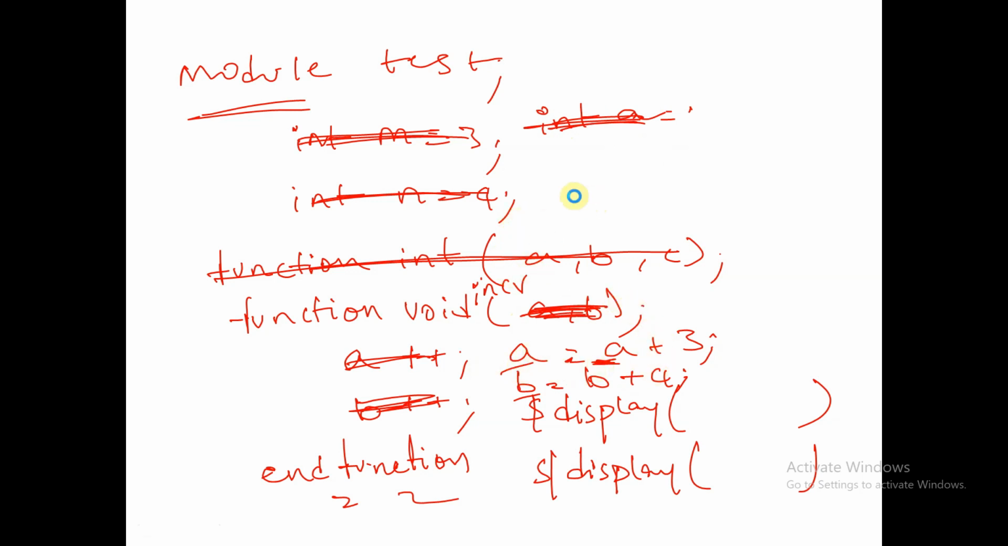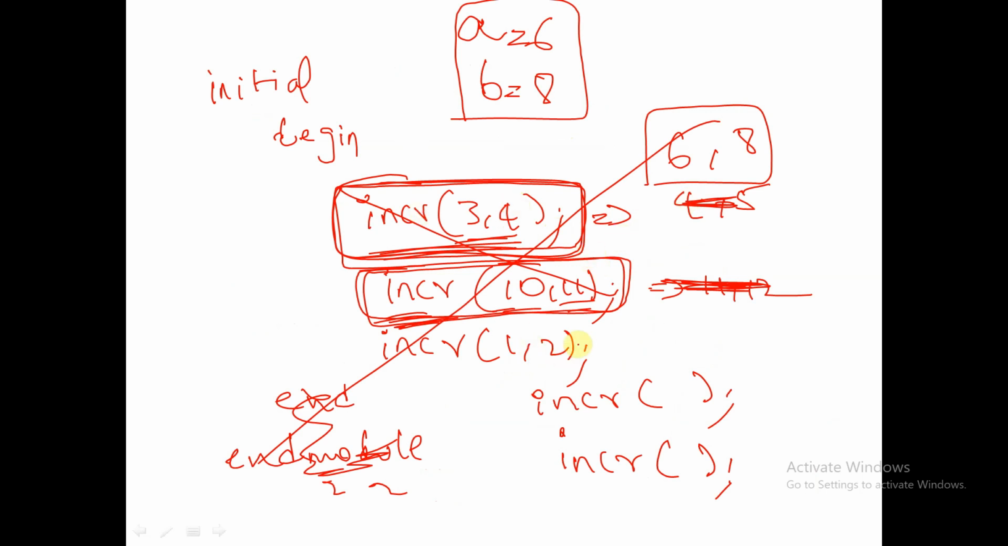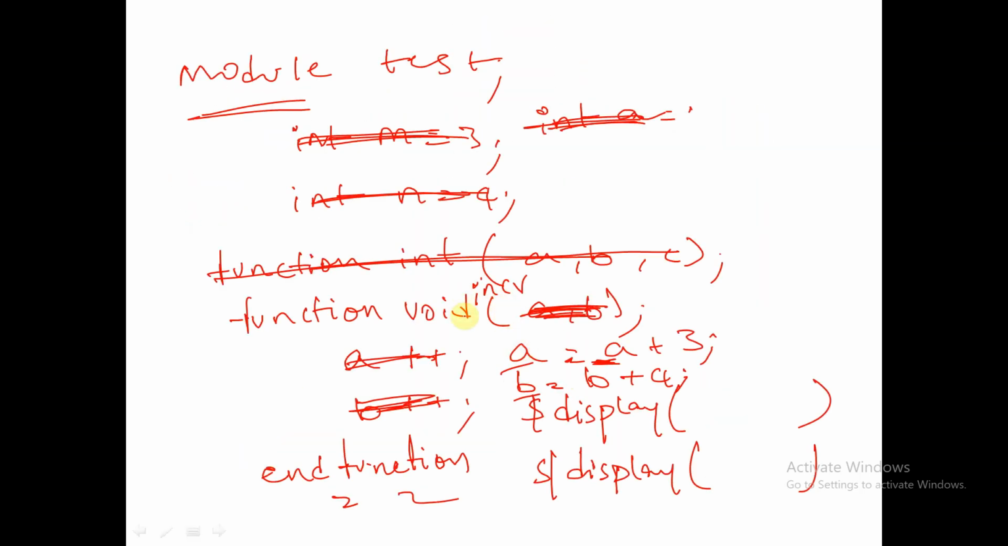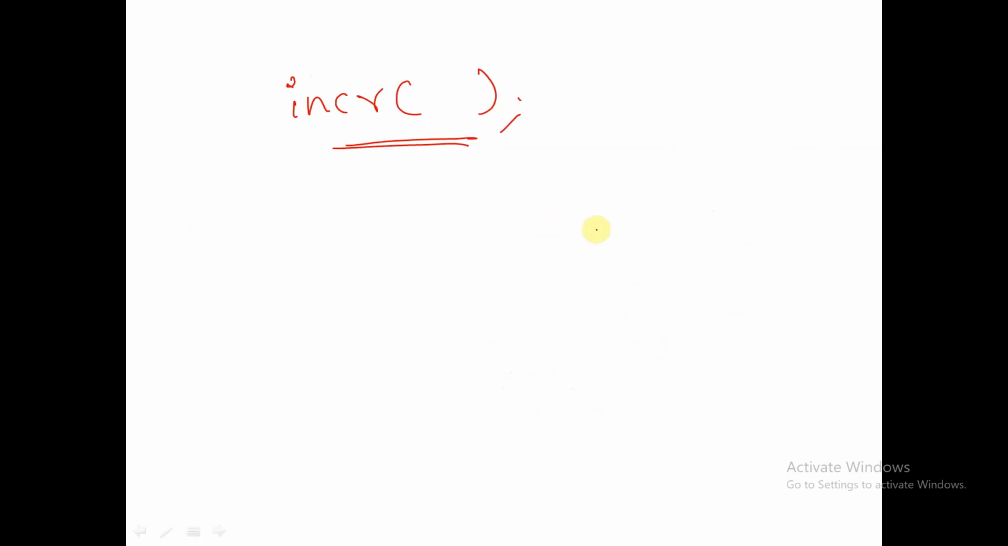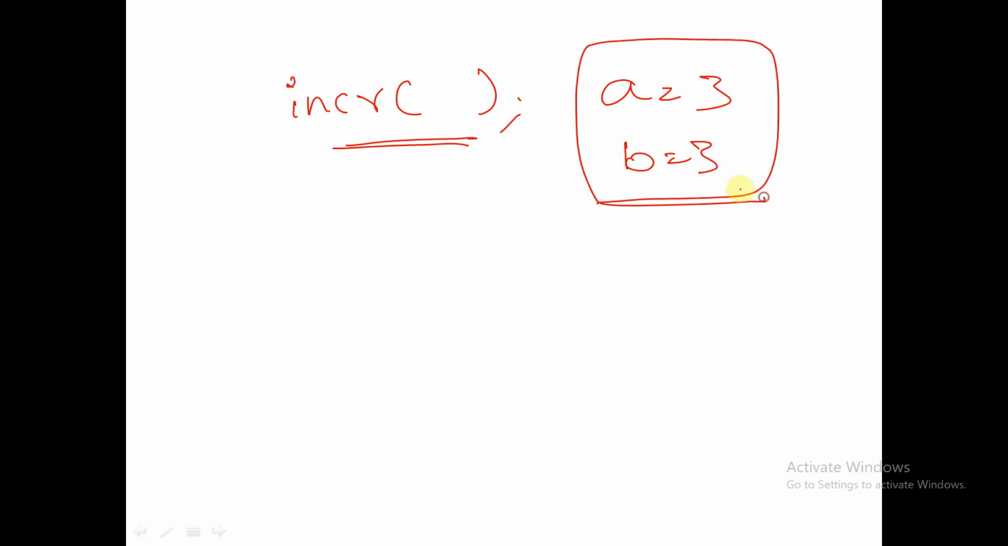So now, tell me, I'm just calling the function once, that is incr, and I'm not passing values to this function. So this is a void function, no inputs and no outputs, and by default this is int. So by default a will be equal to 0 and b will be equal to 0. So now tell me what will be the output. The value of a will be equal to, is this right? Is this clear?